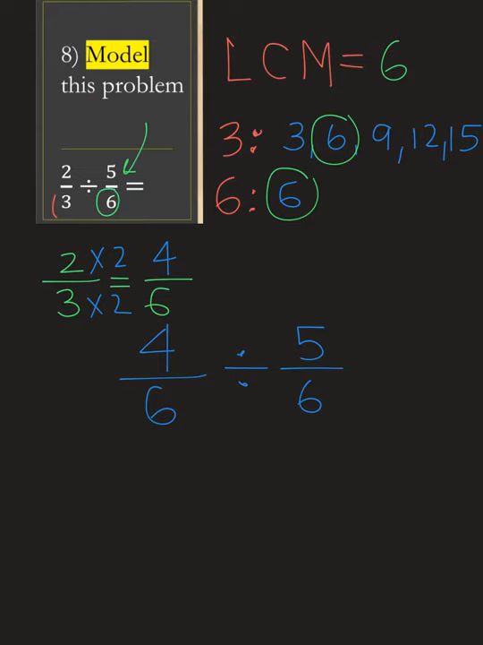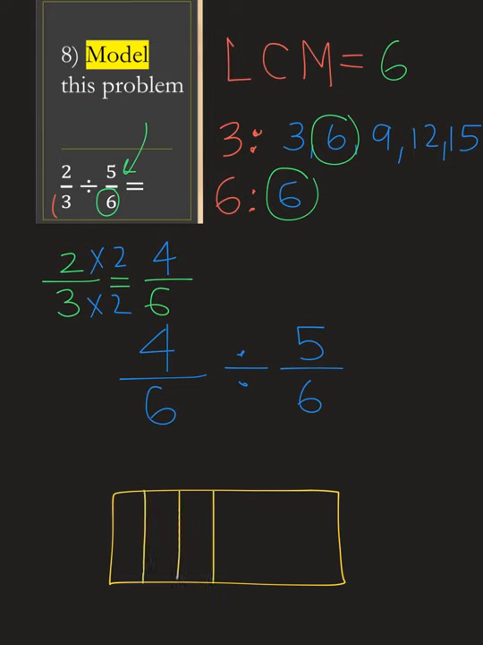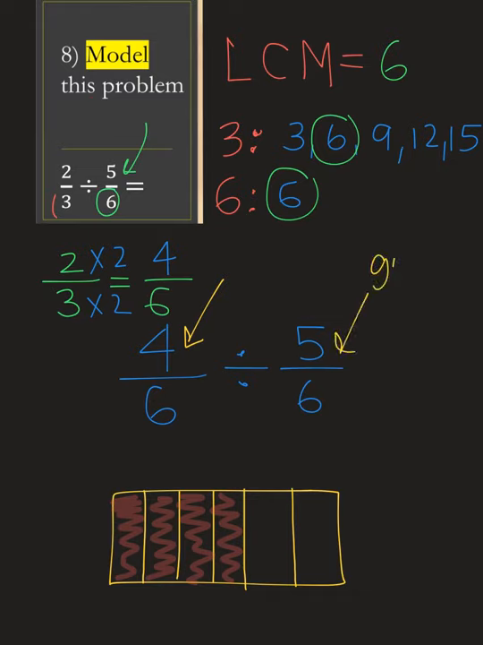So if I'm starting with 4/6, that means I have one box. My denominator tells me I need to split this into 6. So 1, 2, 3, 4, 5, 6 boxes. And your first numerator tells you to shade in 4 of those boxes. So 1, 2, 3, 4. Your second numerator tells you you're looking for groups of that many.